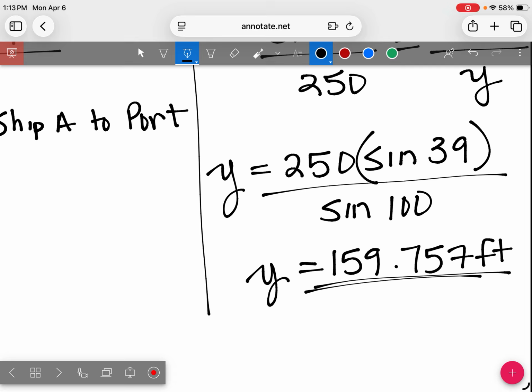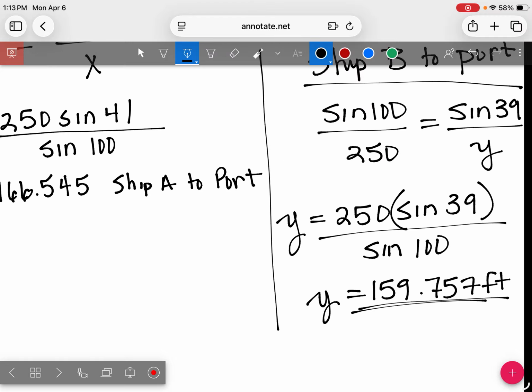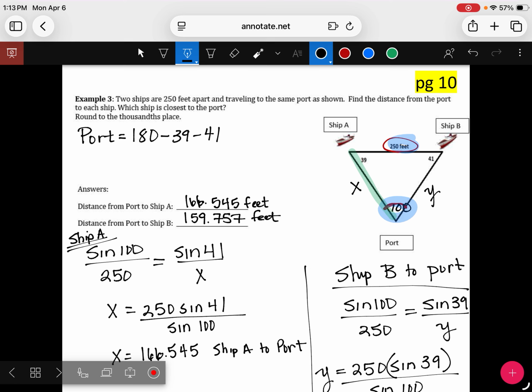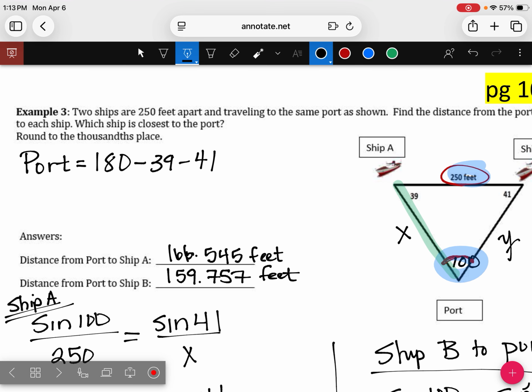I got 159.757. Anybody else get that? 159.757. So we didn't answer the question though. Whenever you're taking the test, always make sure we answer the question. So I'm going to go back. It said, find the distance from the port to each ship. And then it also asks us to figure out what ship is closest to the port.